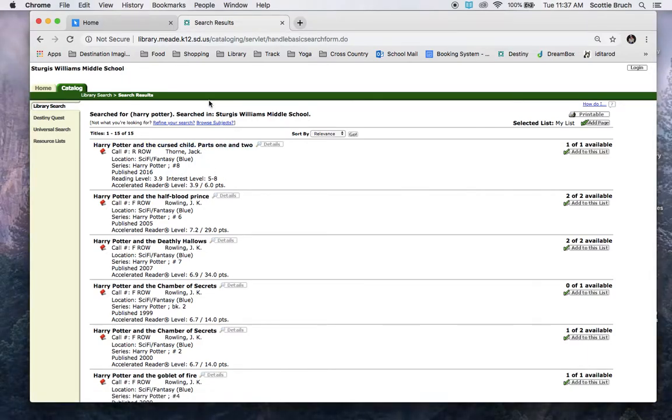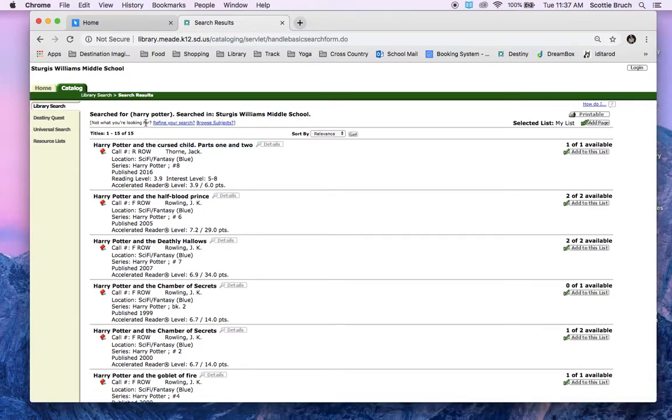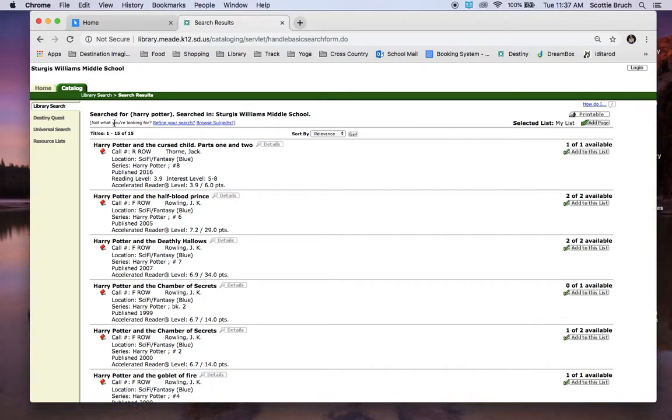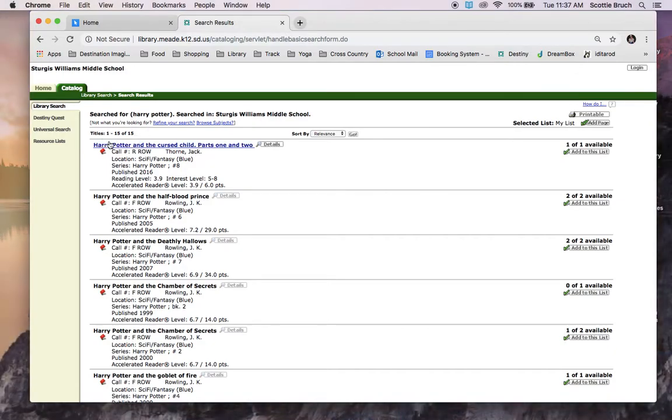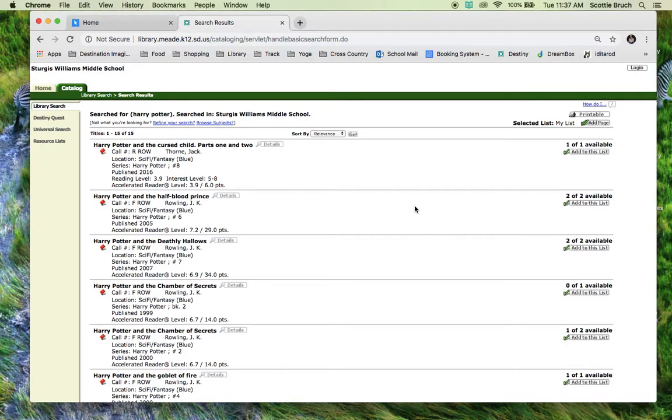Okay, so this takes us to our search results page. It says we searched for Harry Potter in Sturgis Williams Middle School, and it tells us that we have 15 titles that have Harry Potter in it. That doesn't mean we don't have more copies. We might have multiple copies of one book, but we only have 15 titles.